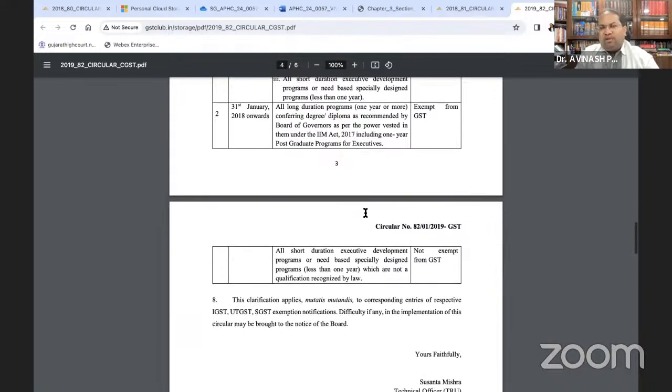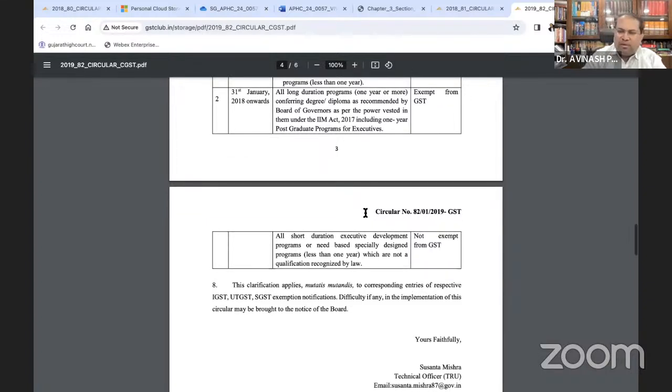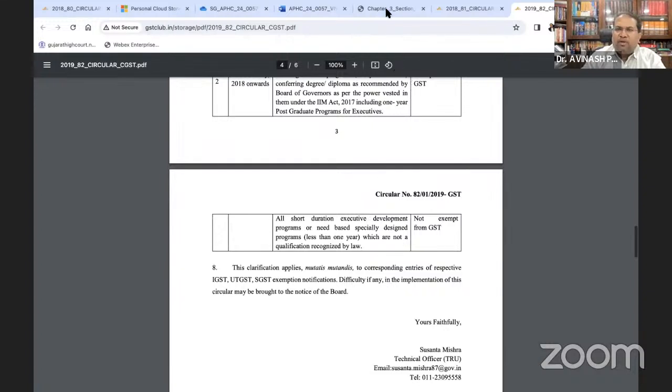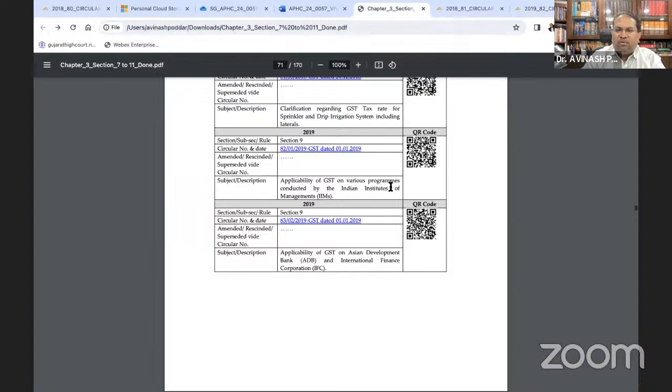Whereas from 31st January 2018 onwards, any long-term program which is for 1 year or more is exempt, and any short-term duration program is not exempt. As simple as that. We can keep this in mind, and accordingly we can identify whether it is exempt or not.